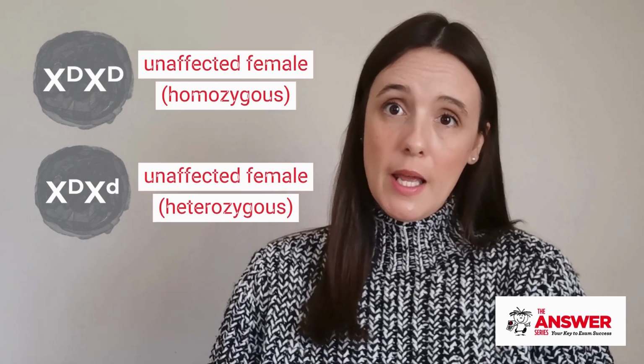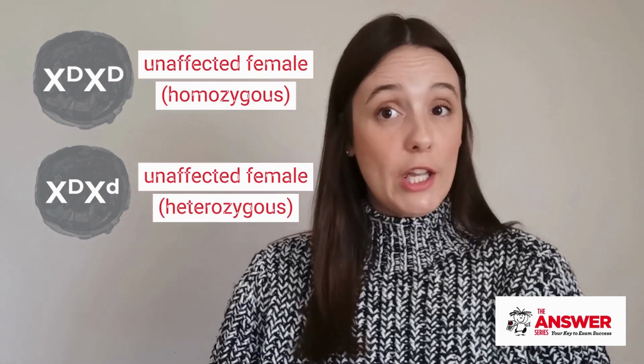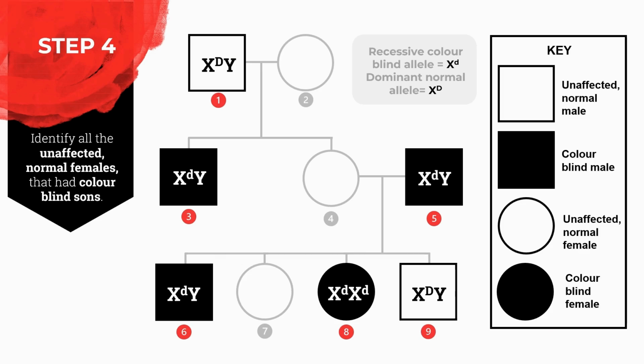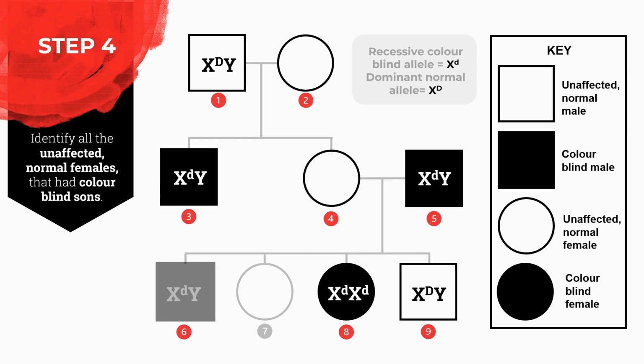Now all the known genotypes have been filled in on our pedigree diagram. The only ones that remain are those of the unaffected normal females. But such a female could be homozygous or heterozygous. So how do we continue? You start by identifying all the unaffected normal females that had colorblind sons. This includes female 2, who had a colorblind son number 3, and female 4, who had a colorblind son number 6. But why would knowing the genotypes and phenotypes of the sons help us to determine that of their parents?